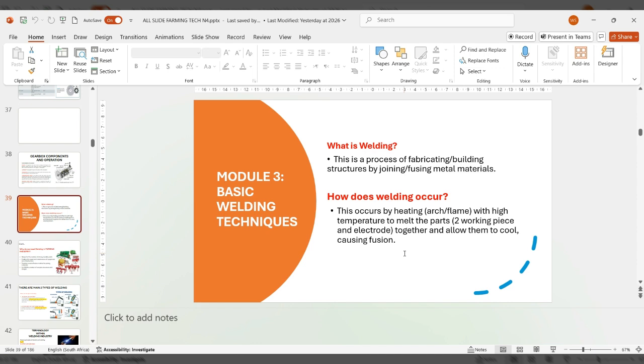The arc we get from electricity. So when we are welding using electricity, we are going to melt the working piece, or the structure that we are building or joining, by using the arc. The arc is the one that is going to melt this material. And then we are going to look at gas welding, because we have two types of welding, that is electrical welding and gas welding. The flame is when we are using gas welding. Let's now move to the next slide.